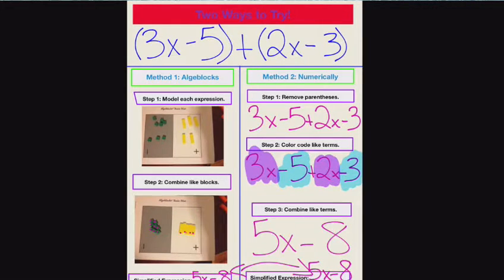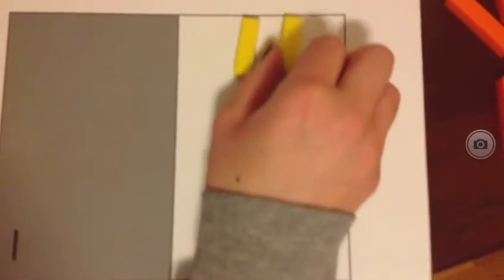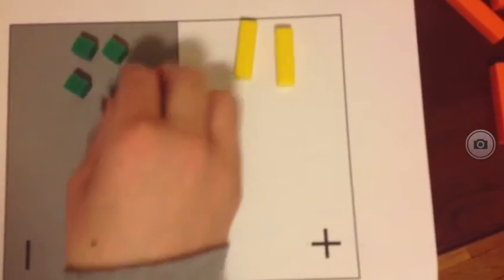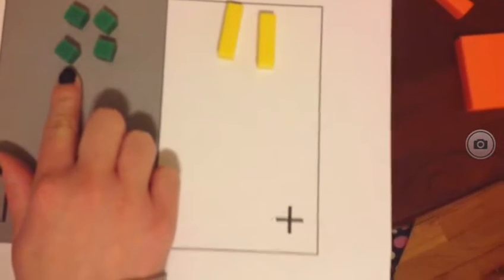Okay, let's try another one. This one we've got 2x minus 4 plus 3x minus 7. So again, let's start by modeling each expression with our algebra blocks. So we're going to start by modeling 2x minus 4. So again, I'm going to model my 2x on the positive side here. And I'm going to take 4 away. So 4 on the negative side of my green cube. So again, I've got 2x minus 4 showing.